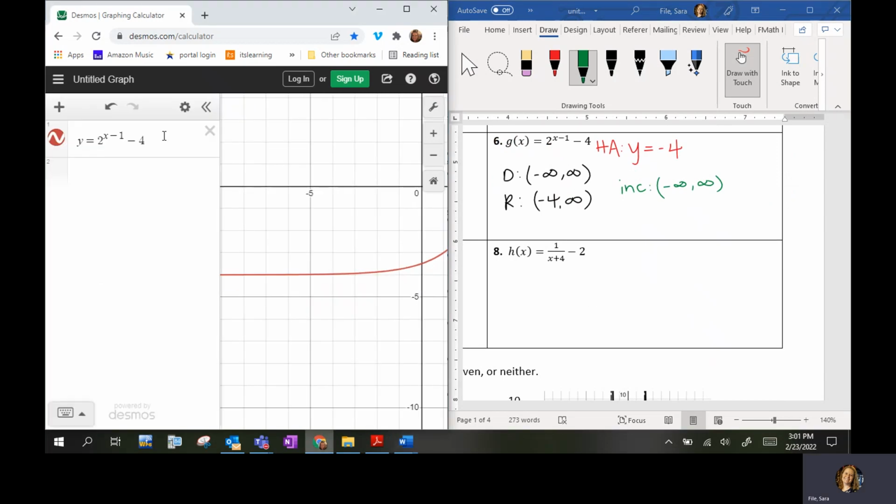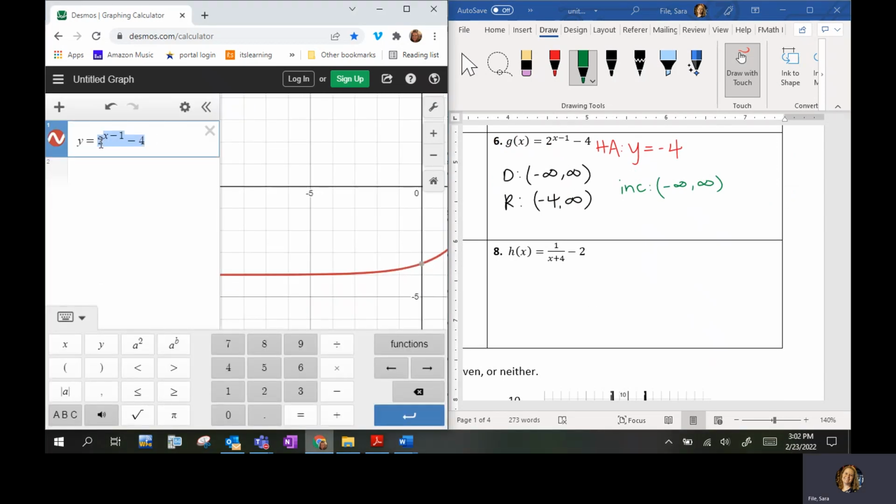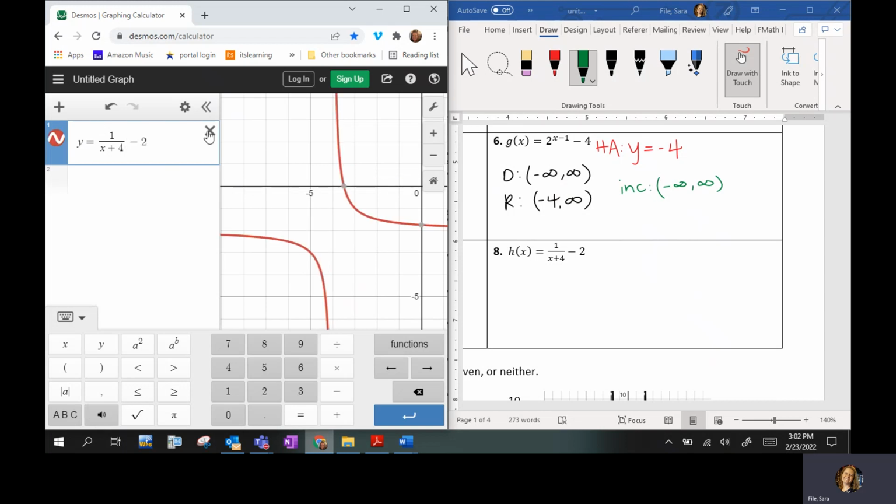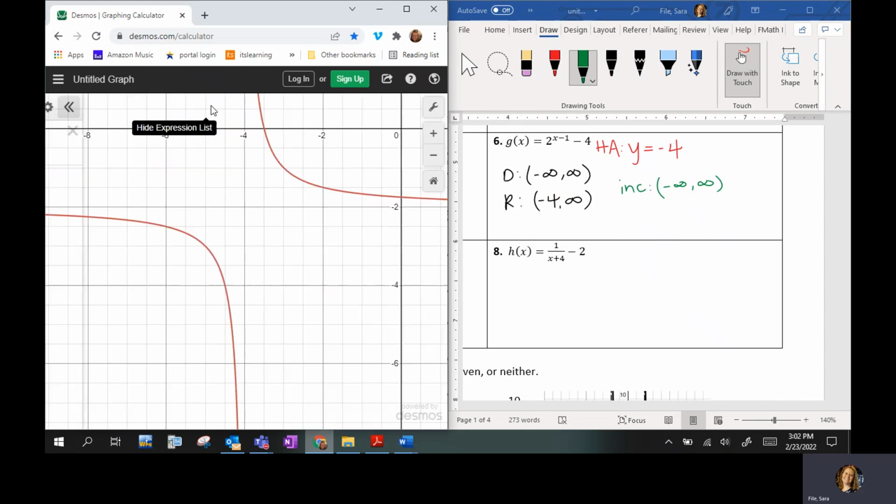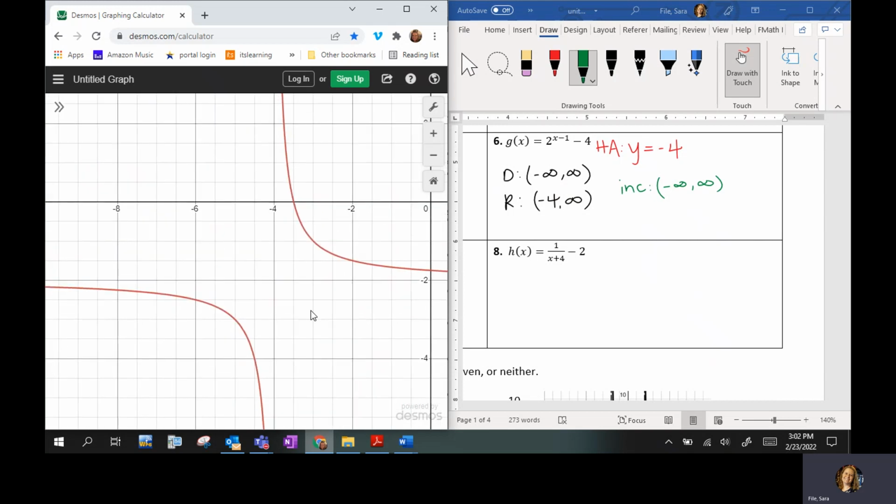All right, and then last but not least, we have a rational function. 1 over x plus 4, and then outside that fraction is a minus 2. So remember, rational functions have 2 asymptotes. They have the vertical and the horizontal asymptotes, normally at y equals 0 and x equals 0, but this graph has had some shifts. It's shifted down 2, and we can see that. Okay, so this asymptote that both of these curves approach horizontally on the left and right is at negative 2. So there's a horizontal asymptote at y equals negative 2.